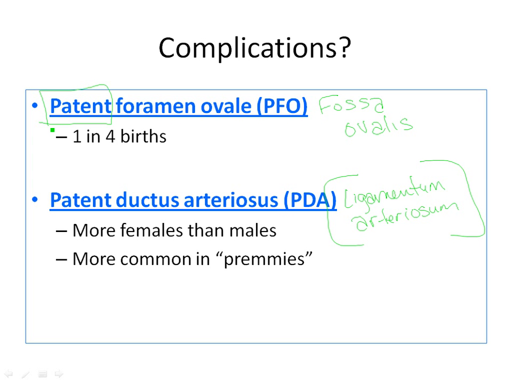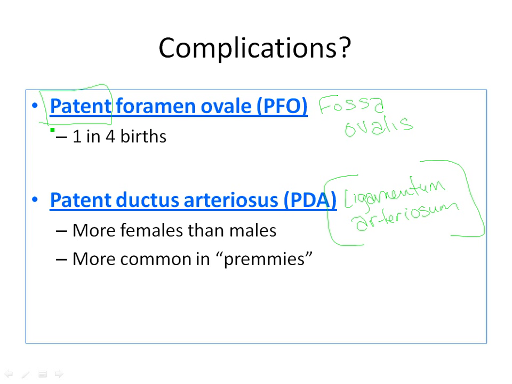But as long as it's a very small opening that remains open, then it's usually not going to be a problem, because you're still going to have adequate blood flow into the right side and into the left side, so in the pulmonary and the systemic circulation. Now the cause for this is usually unknown, but it is the most common of the atrial septal defects.